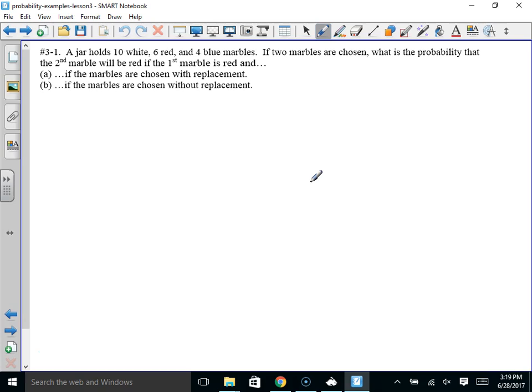Okay, so part A is asking us to find the probability that the second marble is red given that the first marble is red. That means we're going to make a fraction because we're talking about a conditional probability. Remember that the denominator of the fraction is going to be determined by a count of the number of ways we can have the sample space to choose from for the second part, but which meets the condition. So we're talking about the first marble is red.